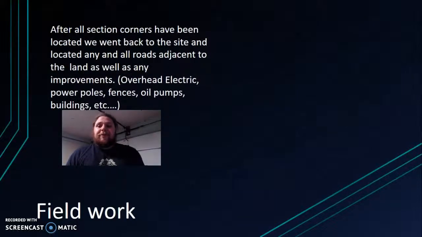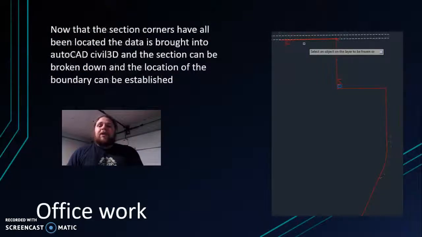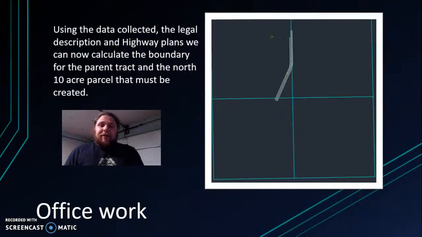After all the section corners have been located, we go back to the site and locate all roads adjacent to the land, as well as any improvements to the land, so that they can be located in AutoCAD. And when they get located in AutoCAD, we can go to AutoCAD, and this is what the drawing looks like at the bare bones. I haven't broken down the section, but the line work comes in like this, and we can see everything that's there.